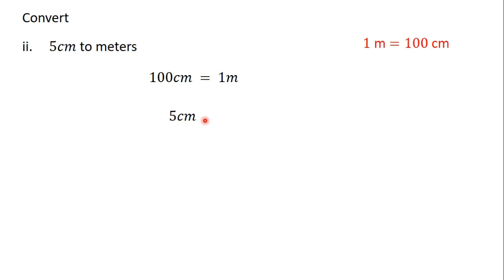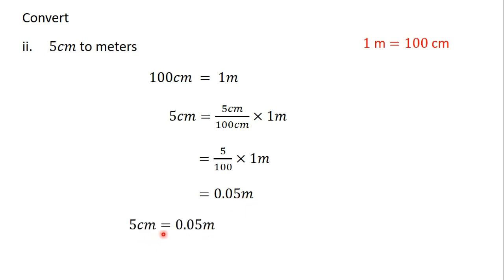From our principle, if less, more divide. So we will form a fraction with these two and more will divide. That is 100 centimeters will be the denominator and 5 centimeters will be the numerator. So you have 5 centimeters divided by 100 centimeters, then we multiply it by 1 meter. Centimeters and centimeters will cancel, so you have 5 divided by 100 times 1 meter, and this will give us 0.05 meters. So 5 centimeters is equal to 0.05 meters.